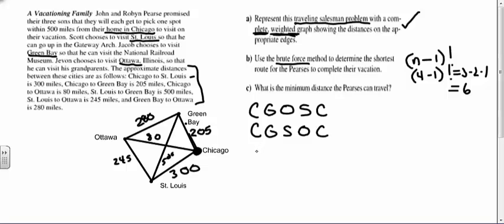Now let's go to St. Louis next. So let's start at Chicago, then go to St. Louis first, Ottawa, Green Bay, Chicago. You notice that's just the reverse of the top one. So they're going to go on the same edges, so they will have the same distance, the first one and the third one. Start at Chicago, go to St. Louis, but instead of going to Ottawa next, go to Green Bay next, and then Ottawa, and then back to Chicago.